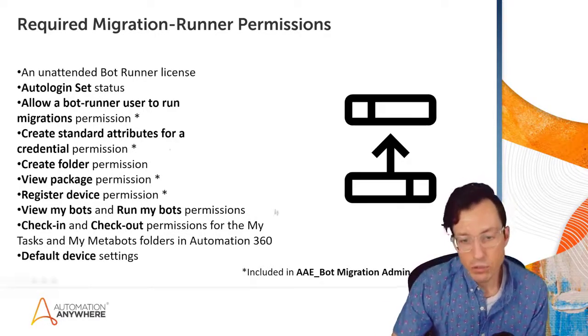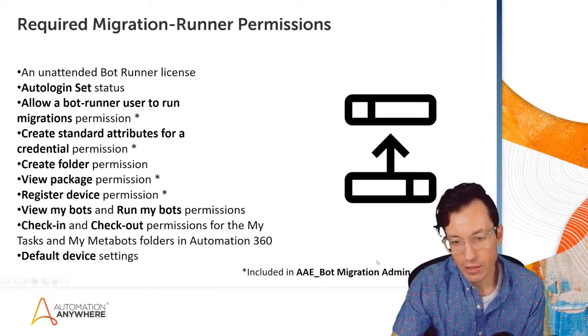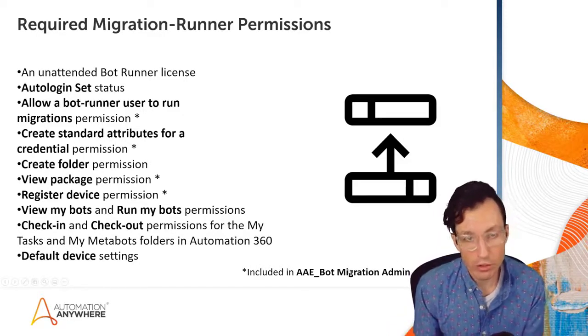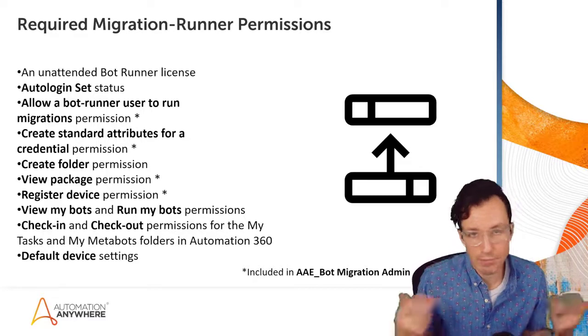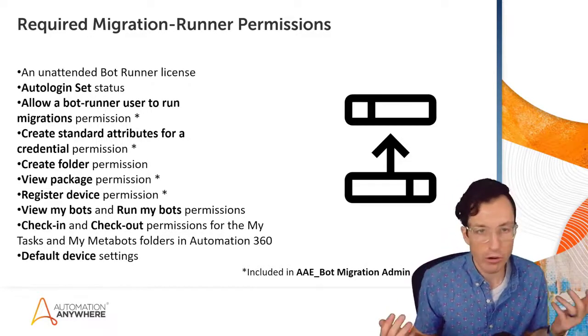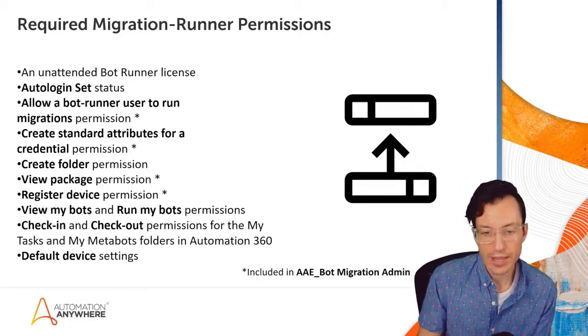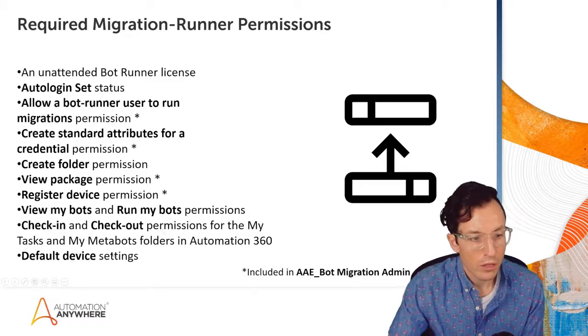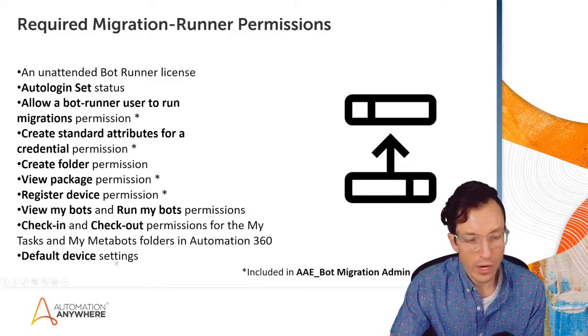But the easiest way to do this is to add this role to your migration runner user, which again should just be like a bot runner account, one of the bot runner accounts you migrated, or create a new one if you want to just temporarily, and give it this account access as well as AAE basic. Okay, so default device settings is another one we'll check.